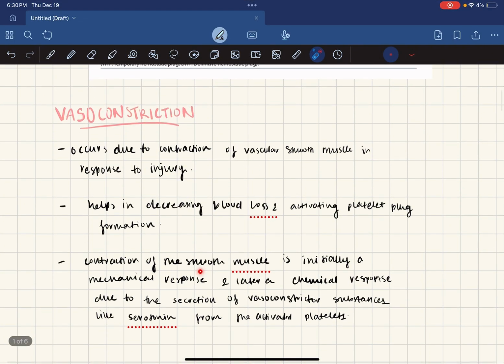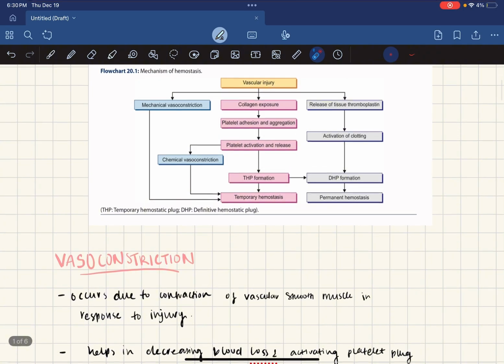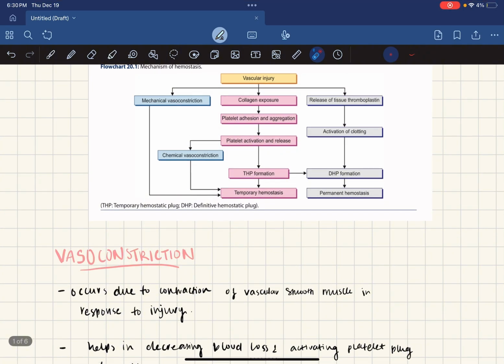Then we have the contraction of the smooth muscle, which is initially a mechanical response and later a chemical response due to the secretion of vasoconstrictor substances such as serotonin or thromboxane A2, which we will discuss later, from the activated platelets. So vasoconstriction, as we already said, is initially a mechanical response which is then mediated by chemical mediators. That's all about vasoconstriction.